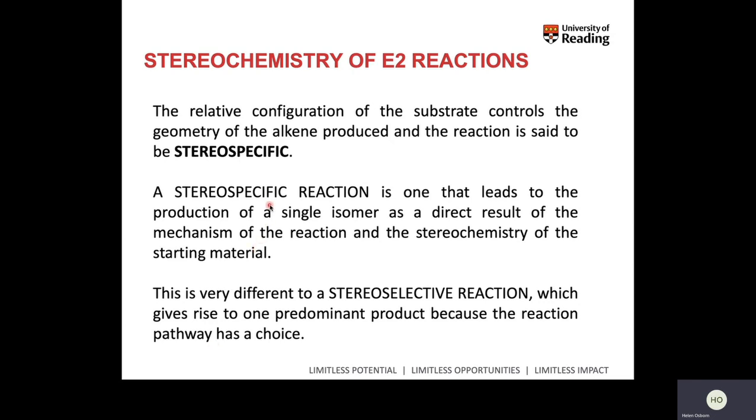So learn the definitions for stereospecific and stereoselective. Stereospecific will apply to E2. It also applies to SN2. Stereoselective will apply to E1. In this case, it will not apply to SN1, because in SN1 we don't get one predominant product, we get a racemic mixture.